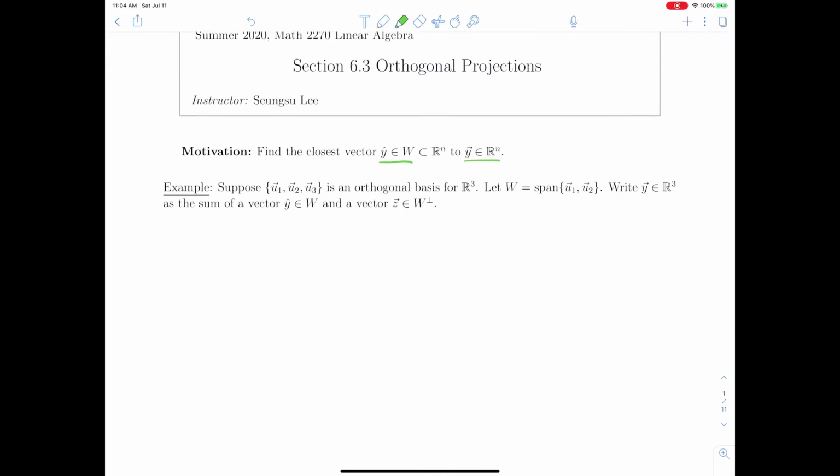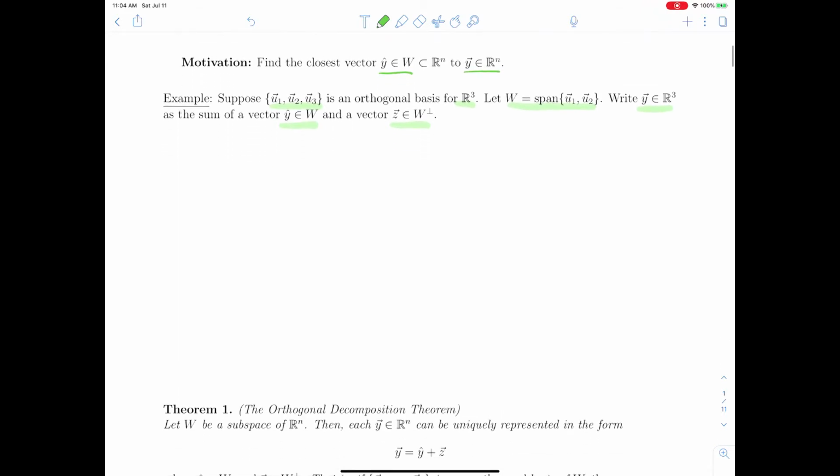Suppose that u1, u2, and u3 is an orthogonal basis for R3. And let's say W is the span of the first two vectors. Then we can write any vector y inside R3 as the sum of vector y hat inside W and z inside the perp of W, or the orthogonal complement of the given set W. We did this in R2 in the last section, but we want to generalize the similar idea in Rn. So the situation is very similar.